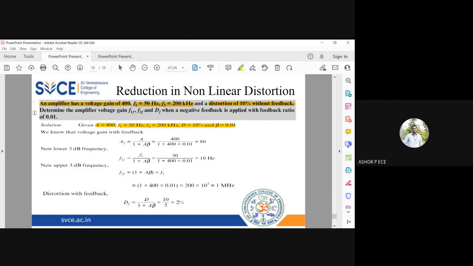They are asking you to find all the parameters after feedback, and the beta value is given as 0.01. See, this distortion of 10% is capital D, and this 0.01 is beta.